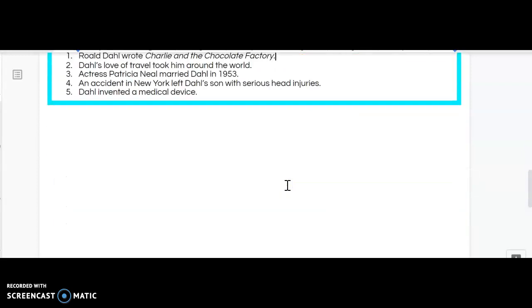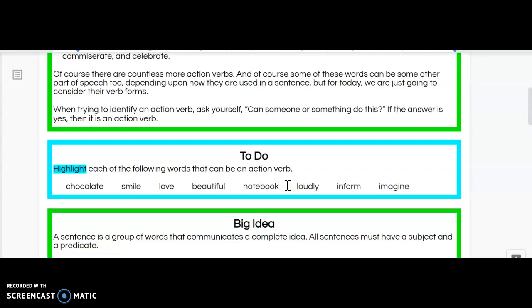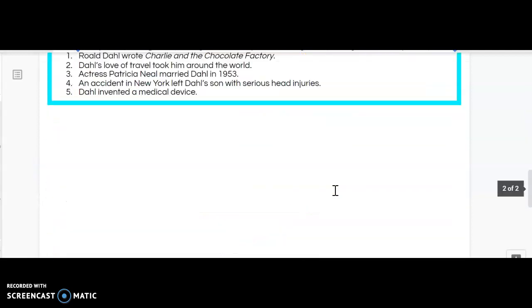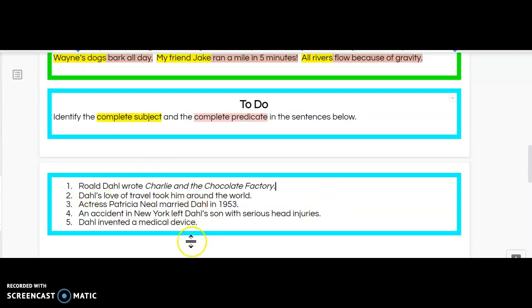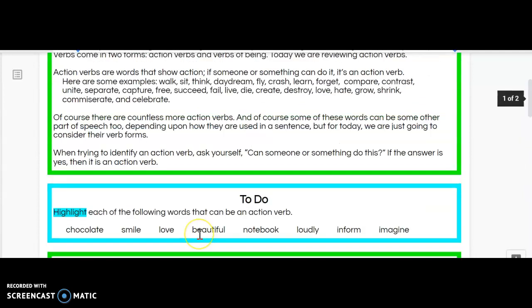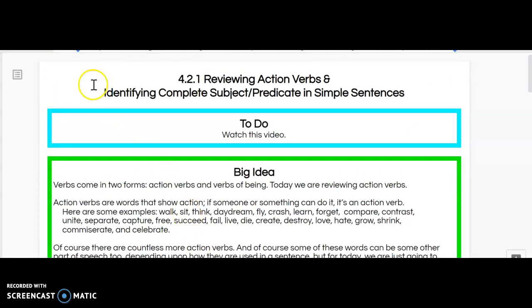And that's it. That's all your work for today. Not too bad. Highlight the words that could be action verbs. Identify complete subject and complete predicate. And turn this in. Let me know if you have questions or concerns, and have an amazing day.